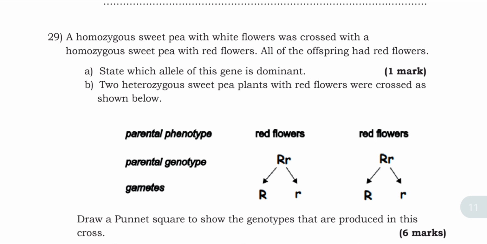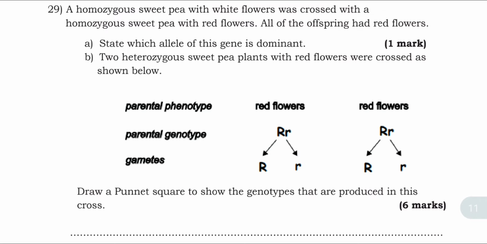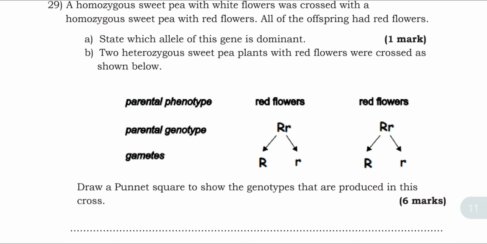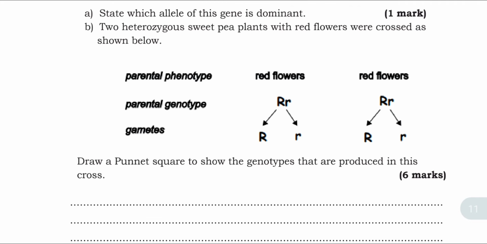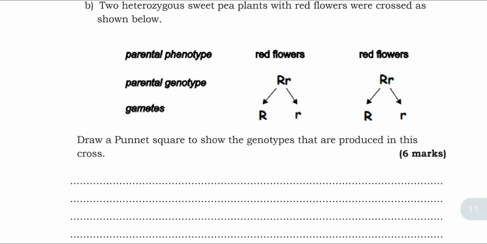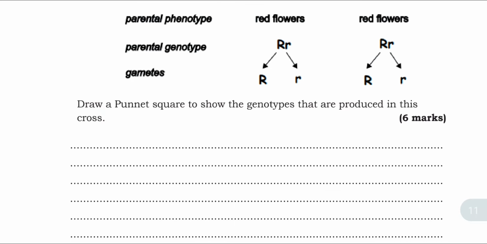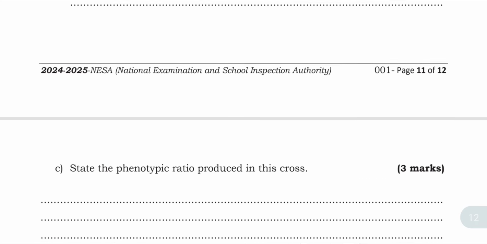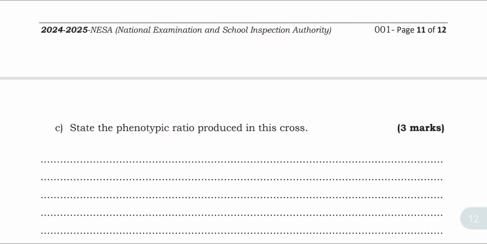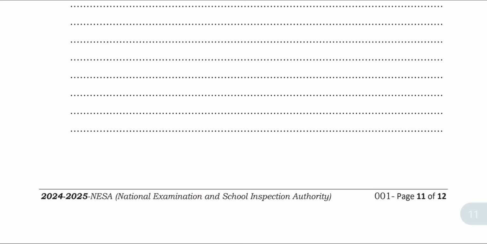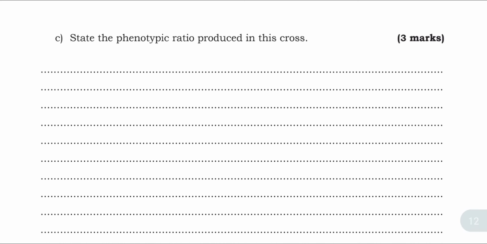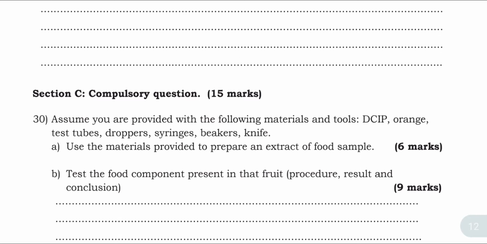Two heterozygous sweet pea plants with red flowers were crossed as shown right here. The question is this: draw a Punnett square to show the genotypes that are produced in this cross. Here I have to know how to draw a Punnett square with the two plants against each other, showing the genotypes produced in this cross. Okay. Whereas C, state the phenotypic ratio produced in the above cross that we have made above right here.